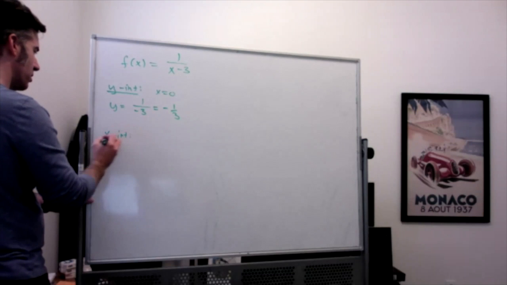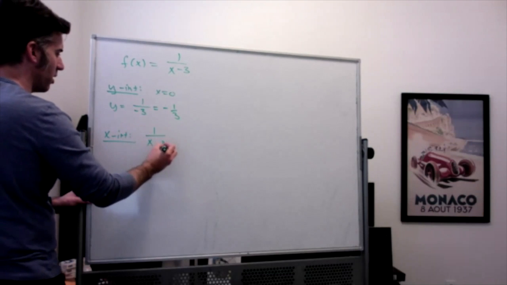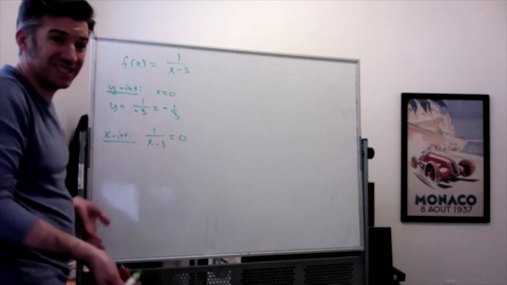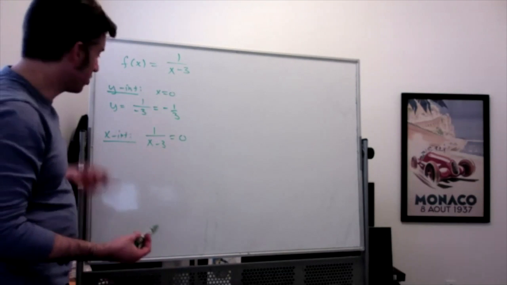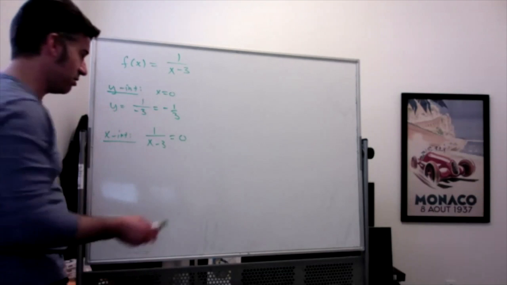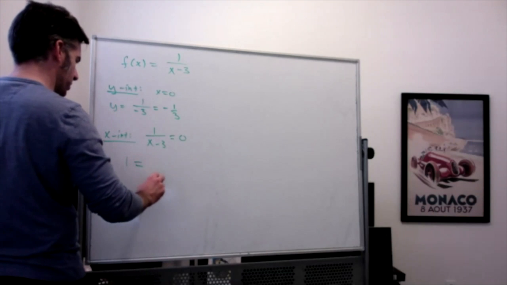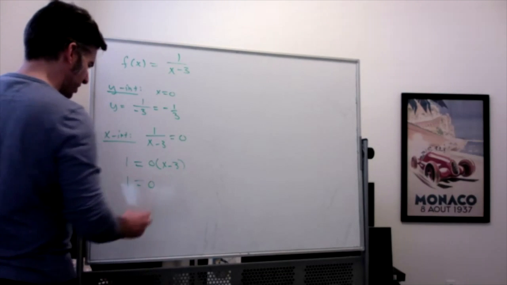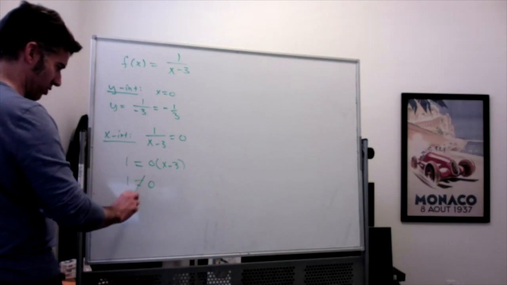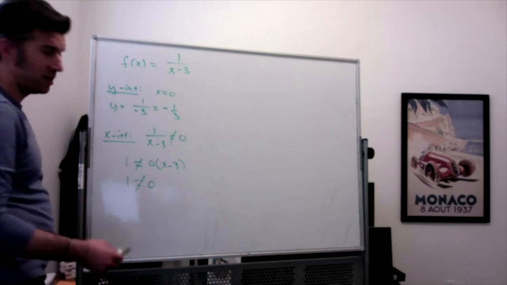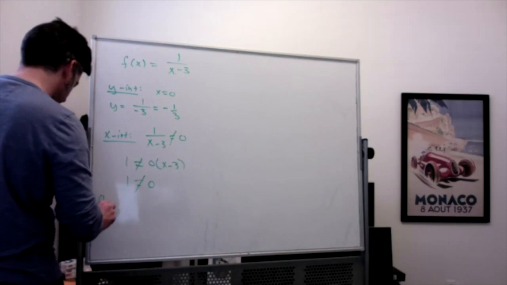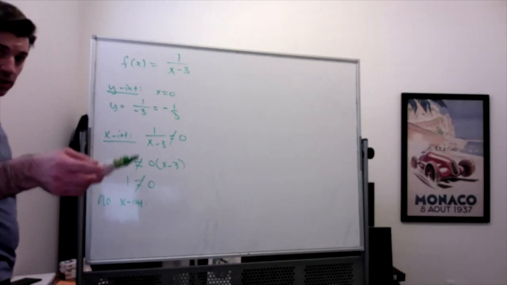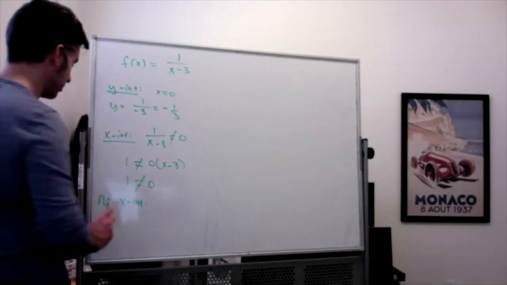X-intercept, set the whole thing equal to 0, which has no solution, right? This fraction is never equal to 0. You could also multiply both sides by the denominator. If you do that, you get 1 equal to 0 times x minus 3. 1 equals 0. No, that's not true. There's no solution here. So there's no x-intercept. Let me ask you guys, do we have a vertical asymptote?